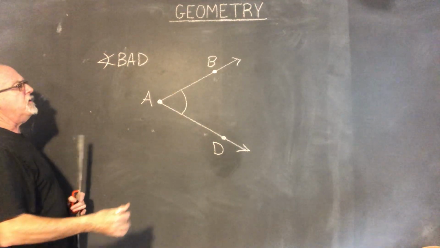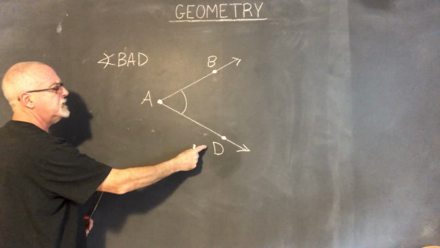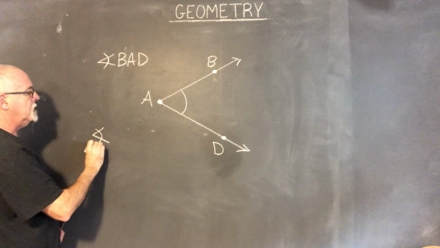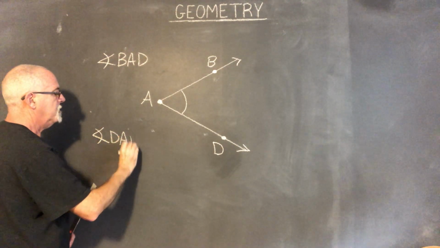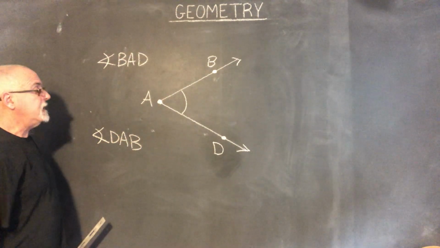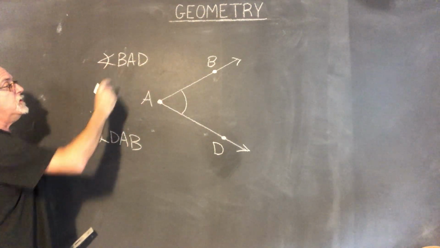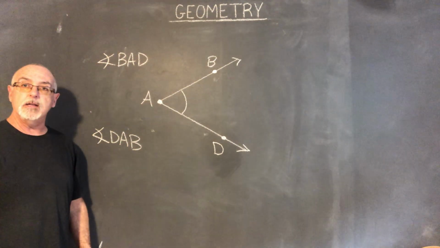But you might say, wait, why does he have to start with the B? What if he started with the D? What if you wanted to call this angle DAB? That's okay. So this angle can be referred to as angle DAB or angle BAD.